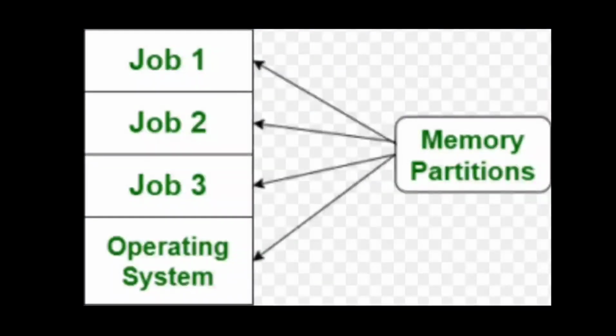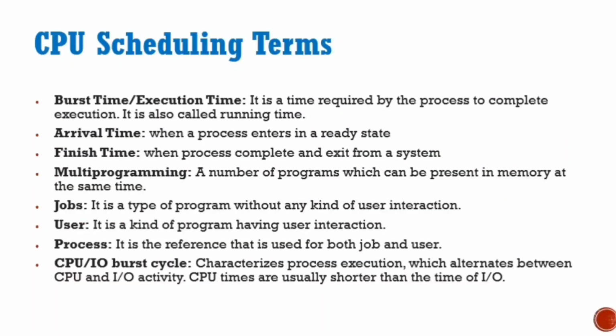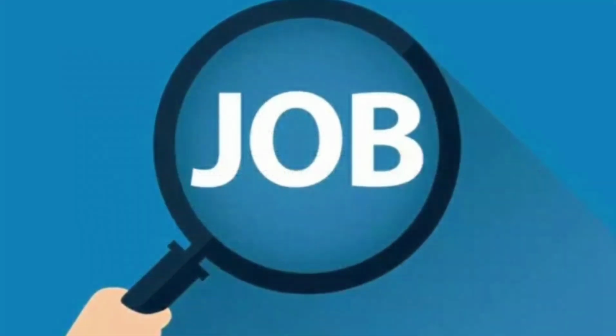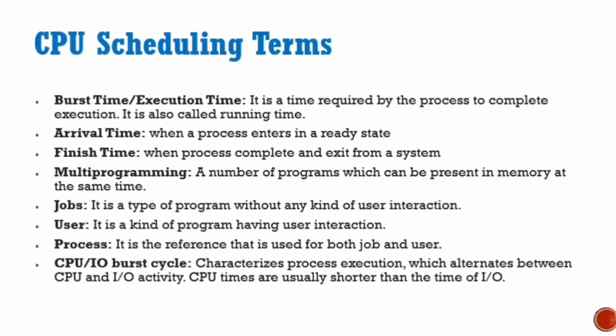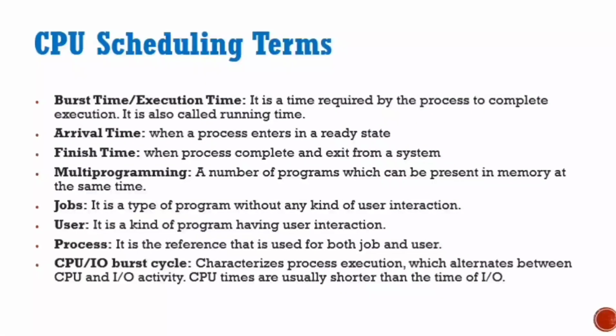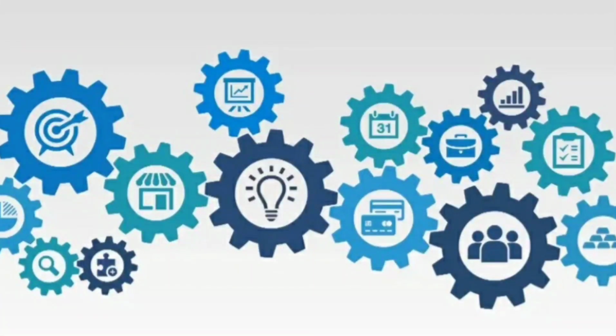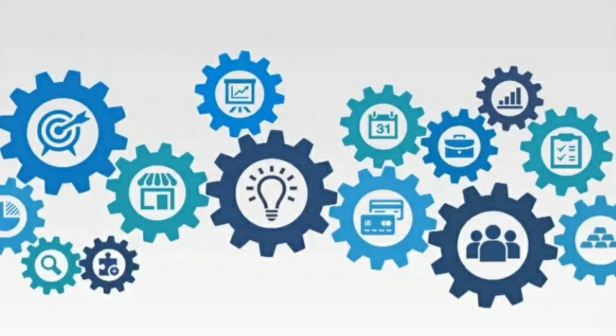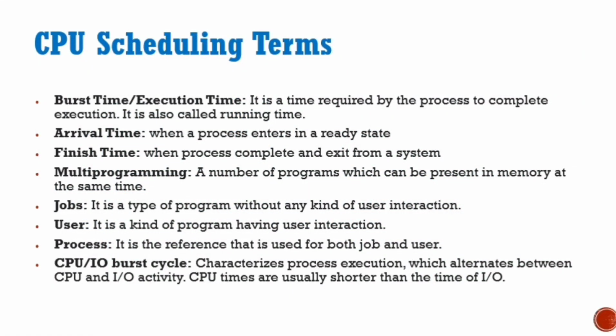Now, multi-programming. It's basically a number of programs or multiple programs which can be present in the memory simultaneously in different states. It can be in the waiting state or in the ready state, whatsoever. Now, jobs. Jobs are basically another type of program which doesn't really require any sort of user interaction or user intervention. Users, on the other hand, are programs which would have some kind of user interaction or interfacing required.